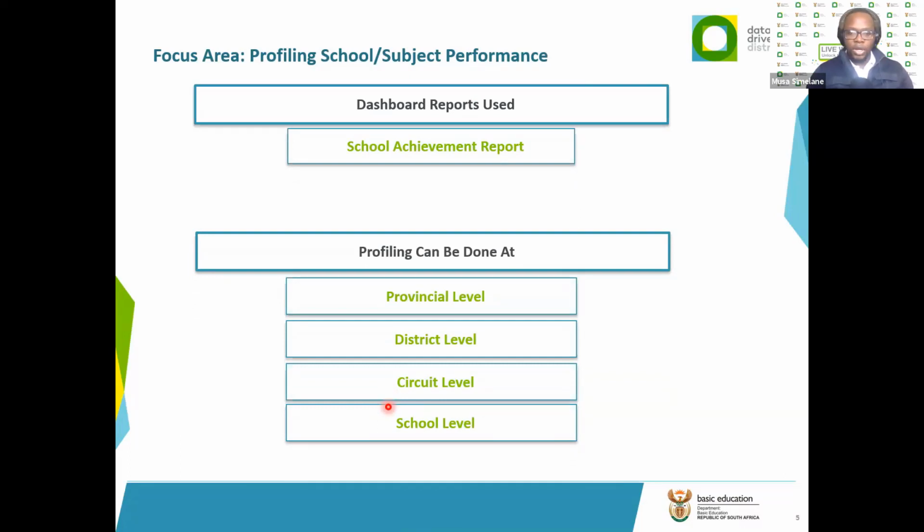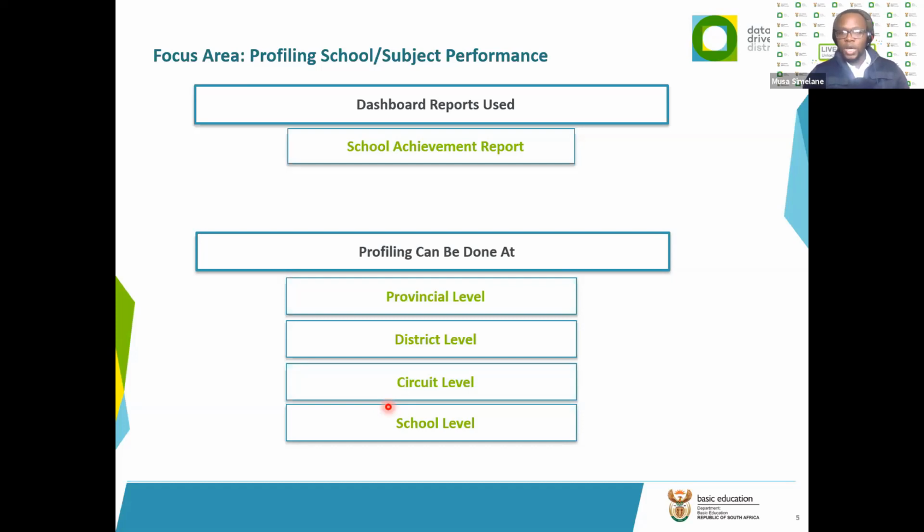Of course, if you're at school level, you'll just see your school along with the subjects and their achievements. But if you're above the school level, you will see all the schools that are within your area of influence. So if you're at a circuit level, you'll be able to see all the schools in your circuit, right?